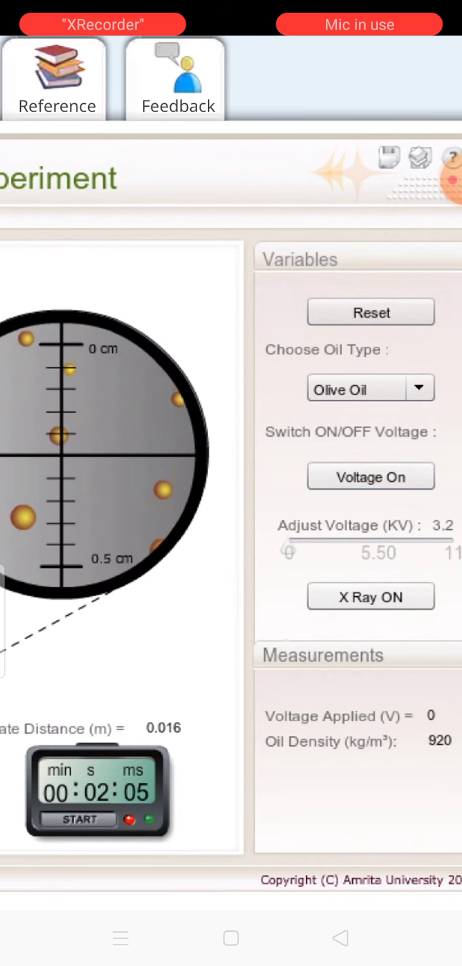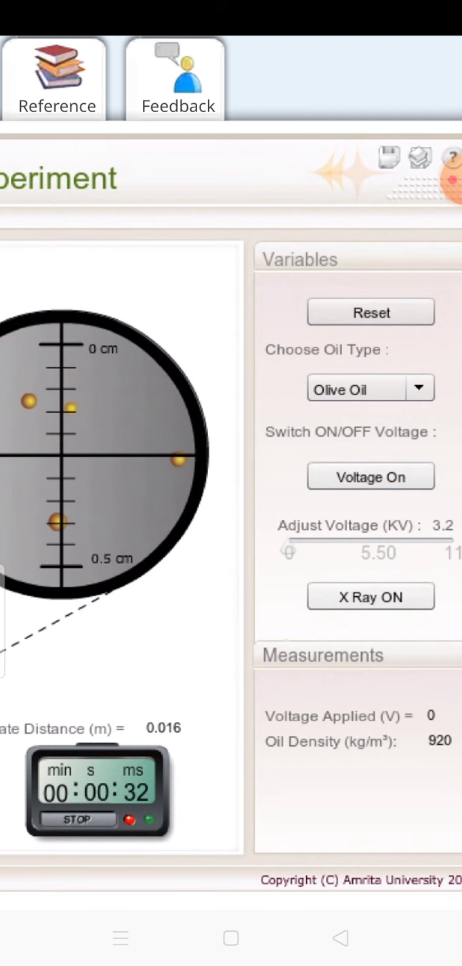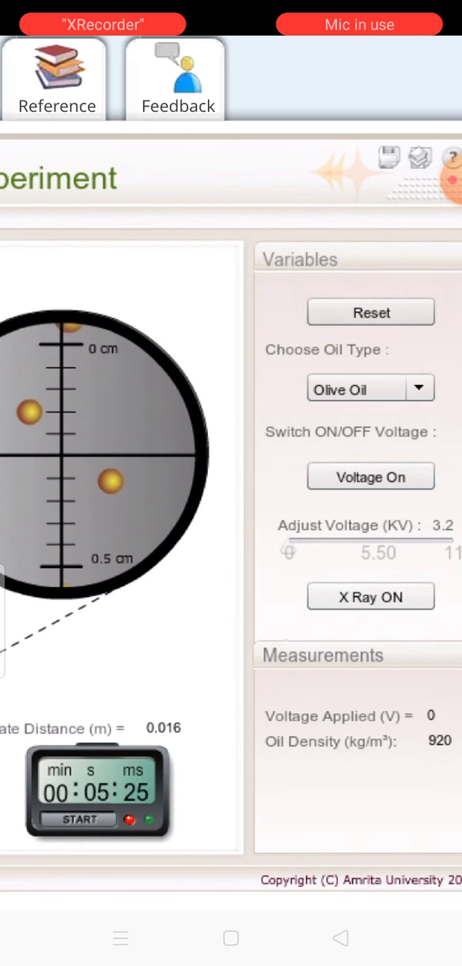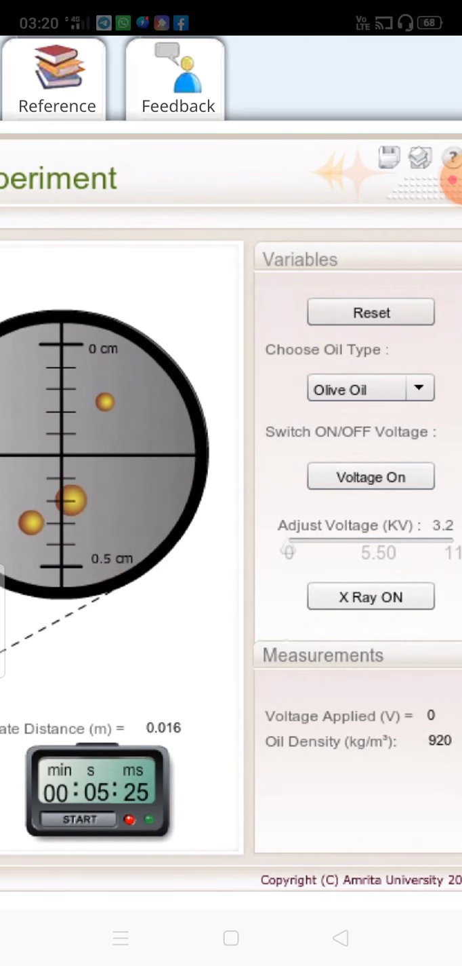Then start. This ball is coming. Just stop that. 5.25. So it is very, very crucial. You will be adjusting the time very correctly. It is coming very fast. So start and stop button must be pressed very correctly, and time T1 will be taken, once for voltage on, another for X-ray on.